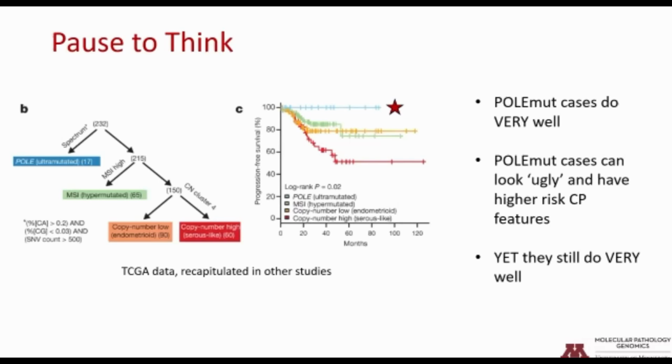So this is data from the TCGA study back in 2013, which defined the 4 molecular subtypes of endometrial primary carcinomas: POLE ultramutated, MSI hypermutated, what is called copy number low in the original classification, which has become no specific molecular profile, and then copy number high, which is essentially serous-like and which has become defined in the ProMisE classifier and other ways to implement this in practice, as P53 mutant endometrial carcinoma.